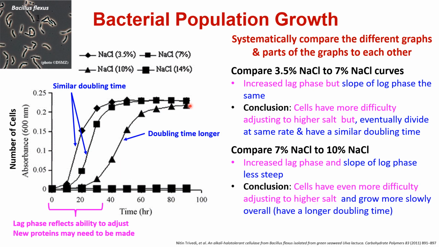So the conclusion is that there is a longer doubling time occurring in the 10% sodium chloride culture, and a longer lag phase. Now, what's happening down here? If we look at the 14% sodium chloride culture, well, it's just not growing. The cell can't handle that much sodium chloride, and it's just sort of staying level and not growing at all.